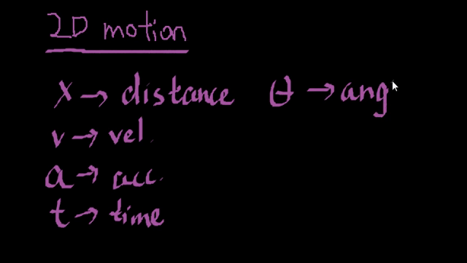Right, cool. So the thing you've got to know is, sometimes you may see this thing here, delta x. So what's delta x? Delta x is not necessarily x, it's a change in x. It's the final x minus the initial x.